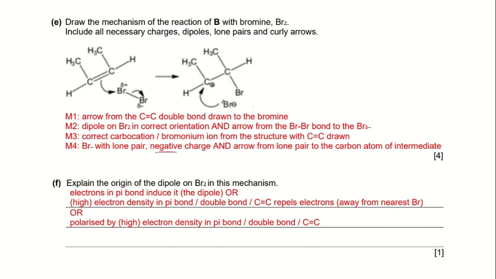Now, in every exam paper, there will be a question asked on drawing the mechanism. There are 5 types of mechanism in your AS syllabus. Number 1, free radical substitution of alkane. Number 2 is this electrophilic addition of alkene.